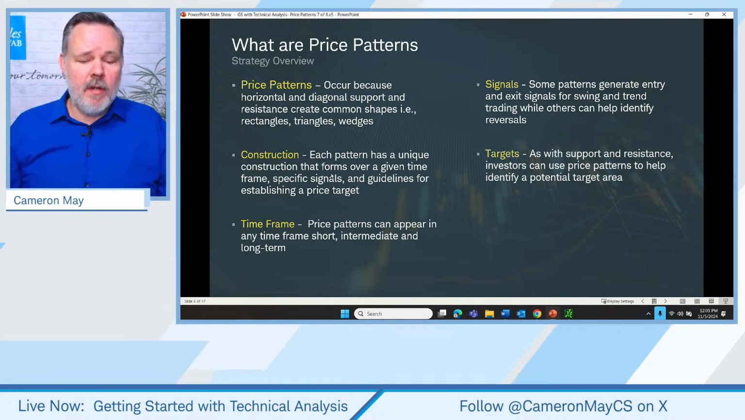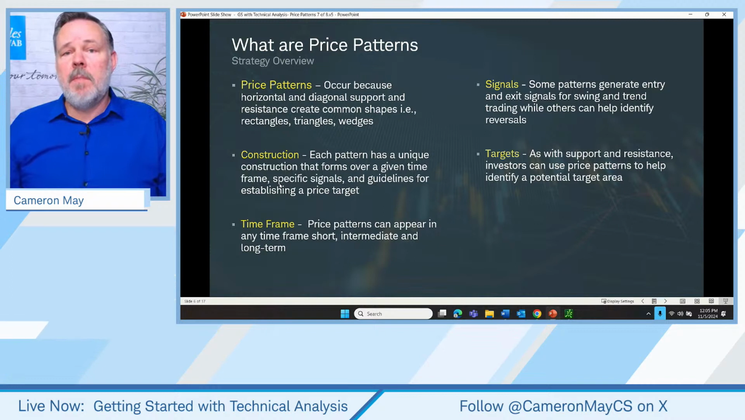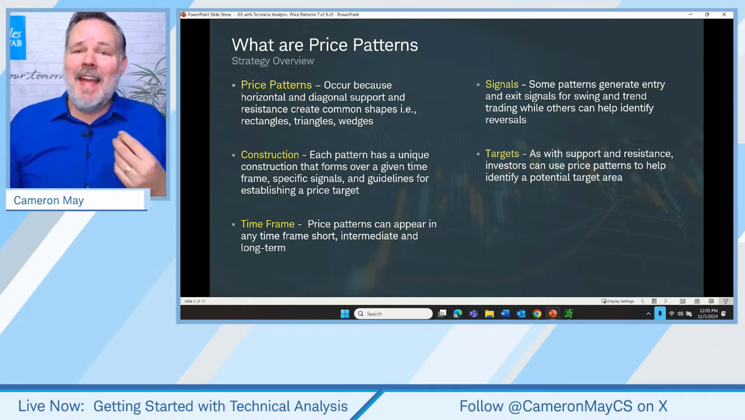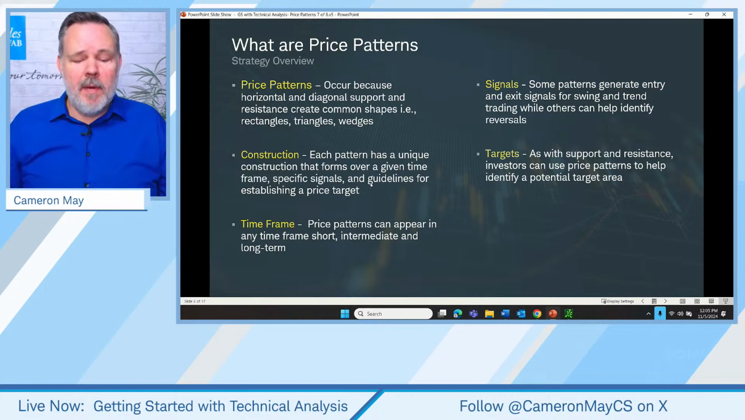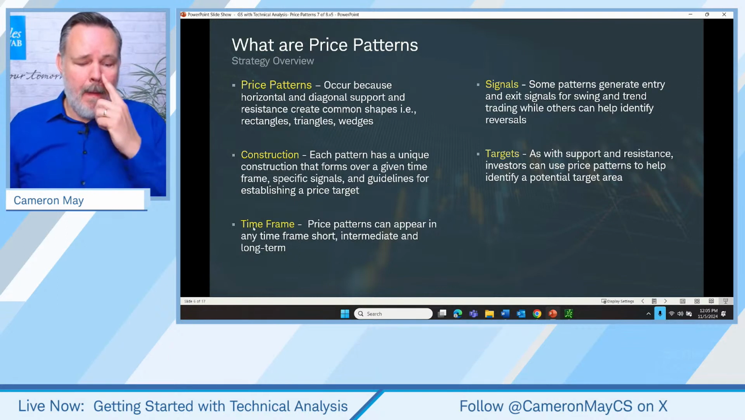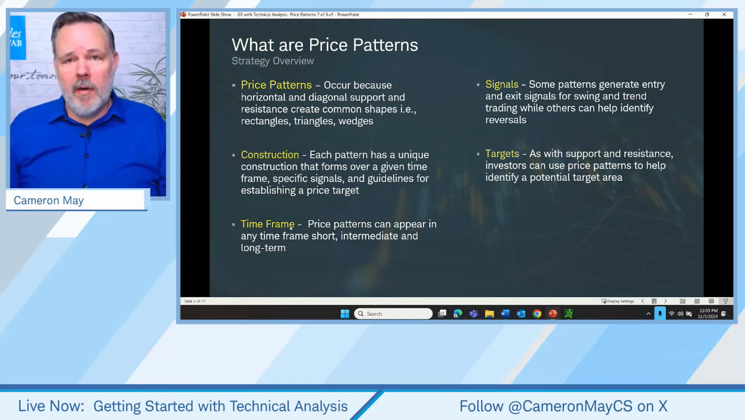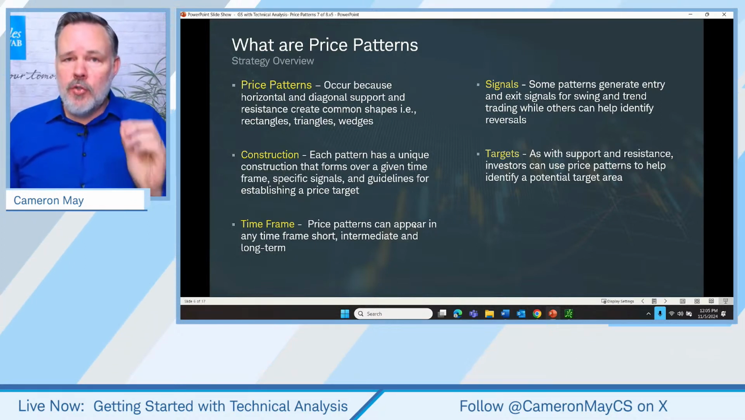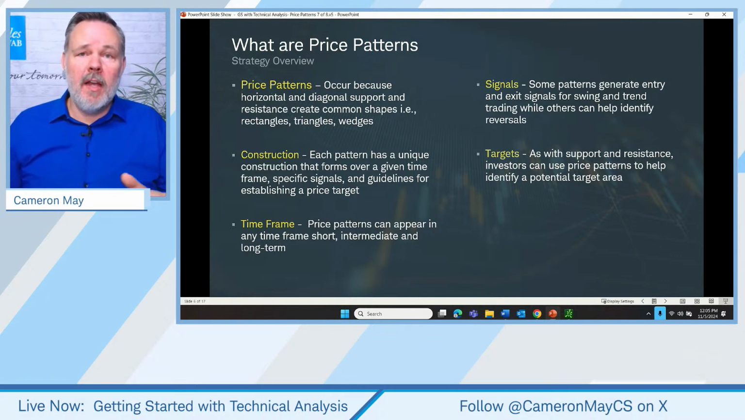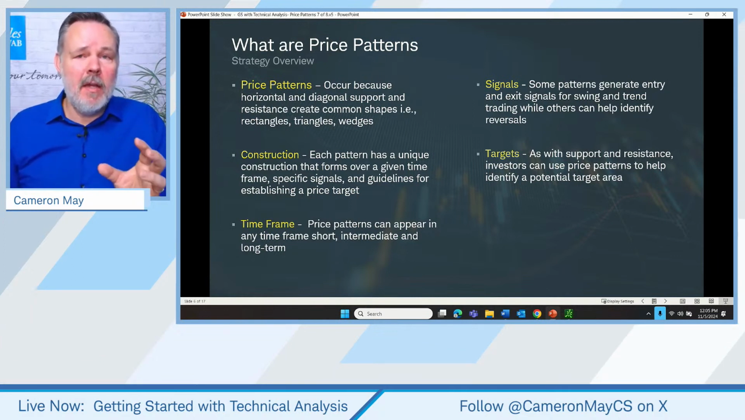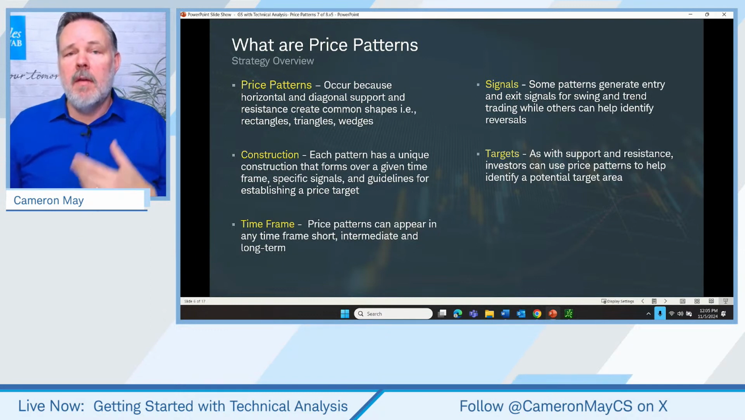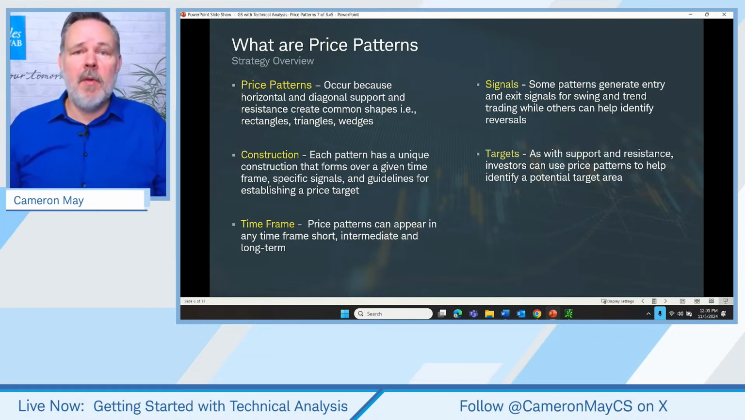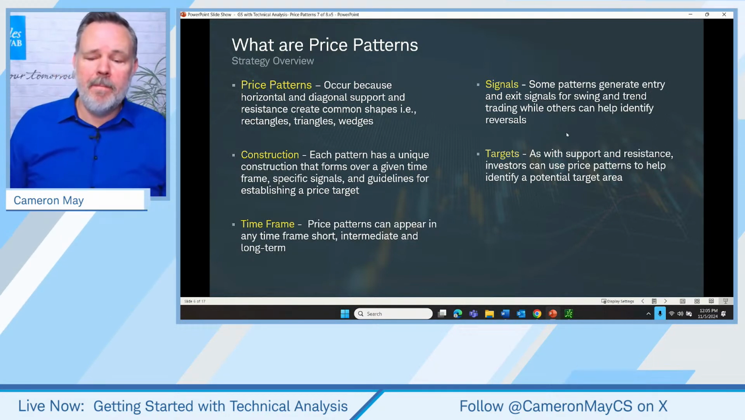But each pattern has a unique construction that forms over a given time frame. Each pattern can generate its own specific entry signals, and each pattern can deliver guidelines for establishing what we call a price target. So regarding time frames, just a quick reminder here that price patterns can appear in any time frame, short, intermediate, or long term. We're going to be staying in that intermediate range using daily candles. But do bear in mind that the same concepts we pick up here on daily candles might be moved to an hourly or to a weekly chart.